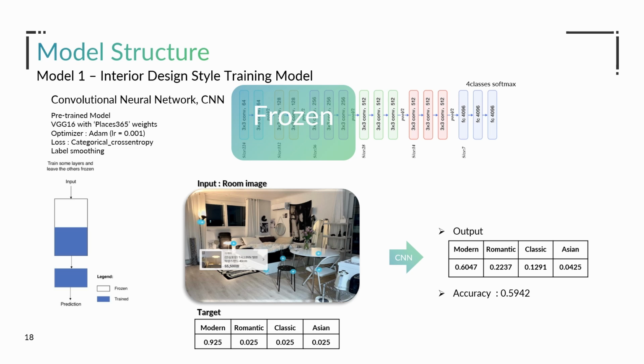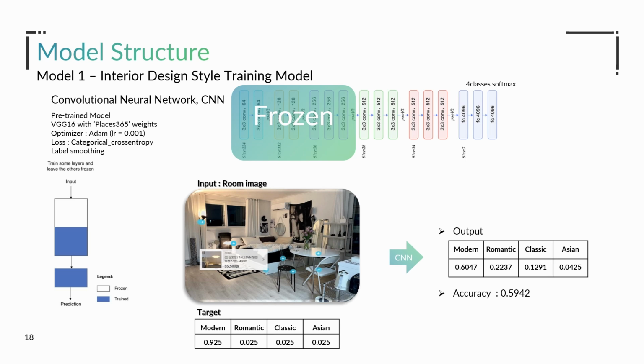Model structure. We performed transfer learning using a pre-trained model. We selected the VGG16 model by referring to several papers and used the Places365 weights because the input is a place. After repeated training with different parameters, we found that we get the best result when learning by freezing 3 out of 5 large layers.